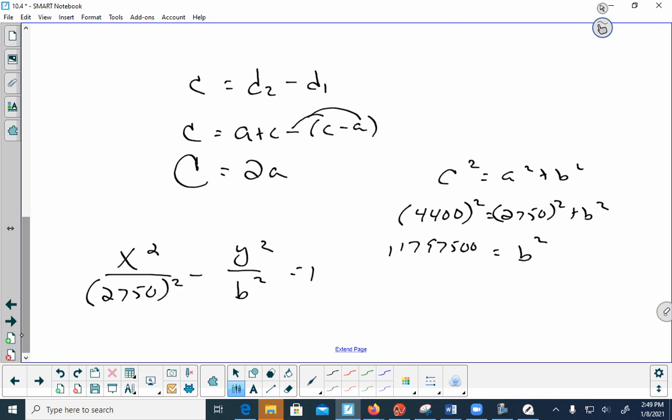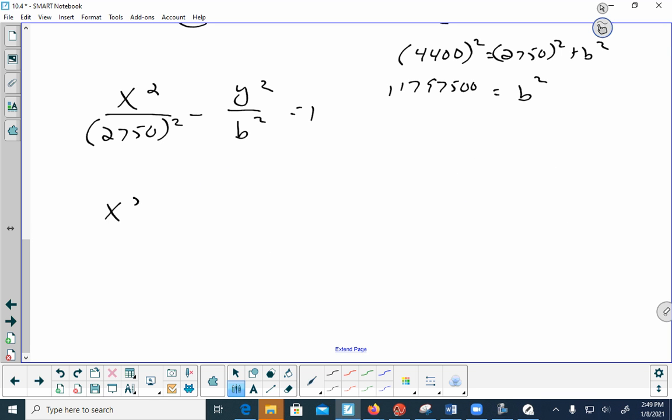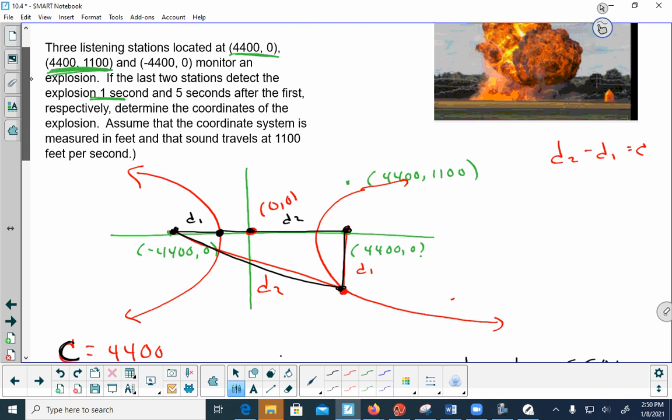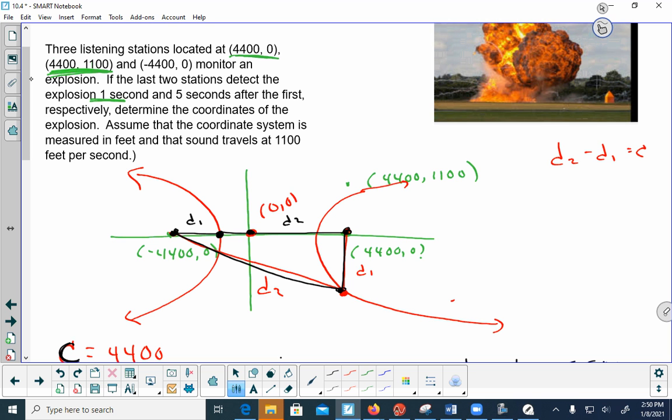So that's great. I have b squared. Now I'm going to rewrite this as x squared over, and I went ahead and squared that 2750, just because I thought that would help me out later. So there's my equation. Now, I have the equation, but that doesn't answer the question. It wants the coordinates based on this coordinate system. It wants to know exactly where this explosion is so I can send the paramedics and the fire station and everybody there to go help them.